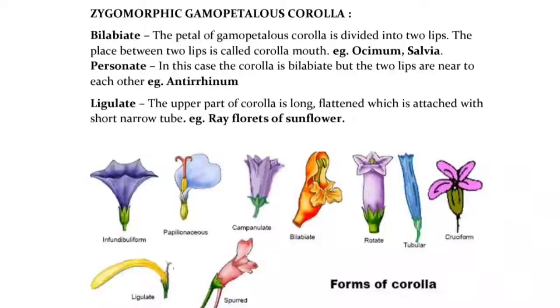Zygomorphic gamopetalous. Corolla bilabiate. The petal of the gamopetalous corolla is divided into 2 lips. The place between the 2 lips is called the corolla mouth, e.g. Ocimum, salvia. Personate. In this case the corolla is bilabiate but the 2 lips are near to each other, e.g. Antirrhinum. Ligulate. The upper part of the corolla is long, flattened, and attached to a short narrow tube, e.g. ray florets of sunflower.